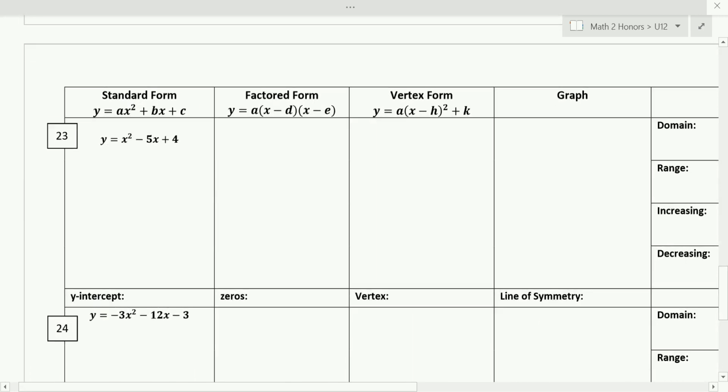All right, what can you do on 23? Y-intercept. It's always nice to do that. I feel like you got something. What's the y-intercept going to be? 0, 4. Okay. Then what?